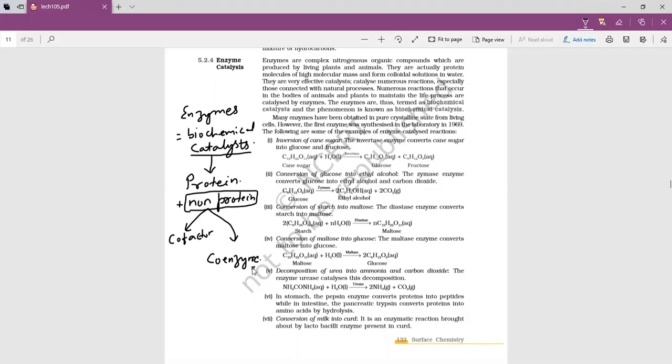Just like promoters in case of catalysts used to enhance the activity of catalysts, similarly cofactor and coenzyme enhance the activity of the enzymes. These coenzymes are nothing but the vitamins, mostly the vitamins like vitamin B12, and these cofactors are metal ions.